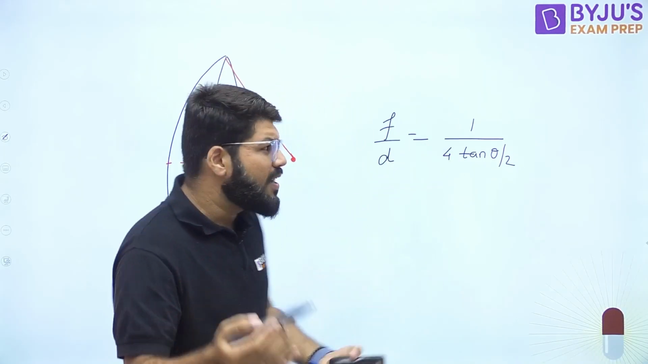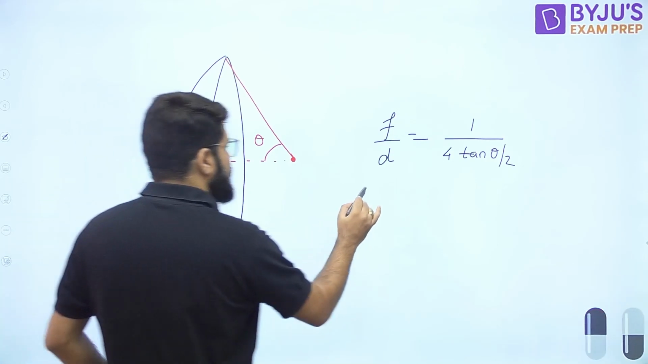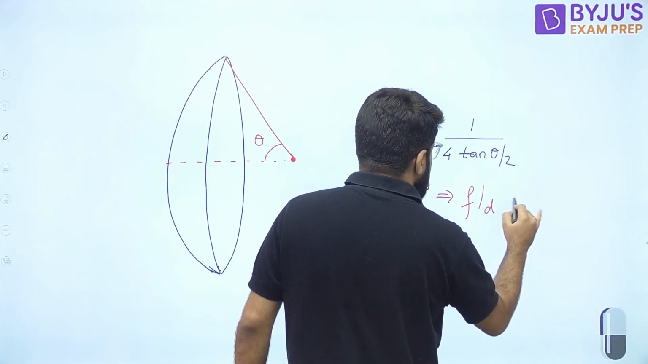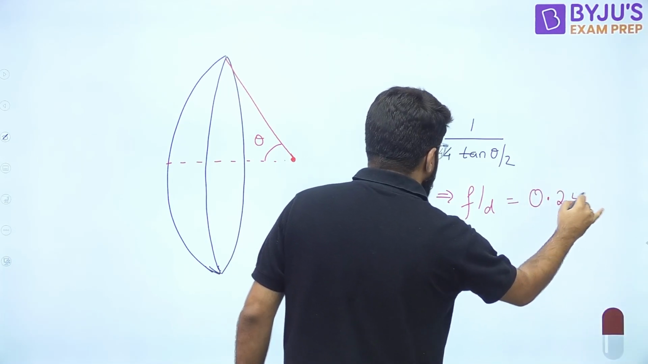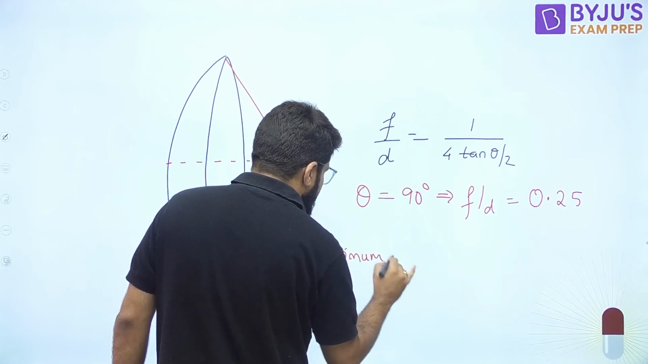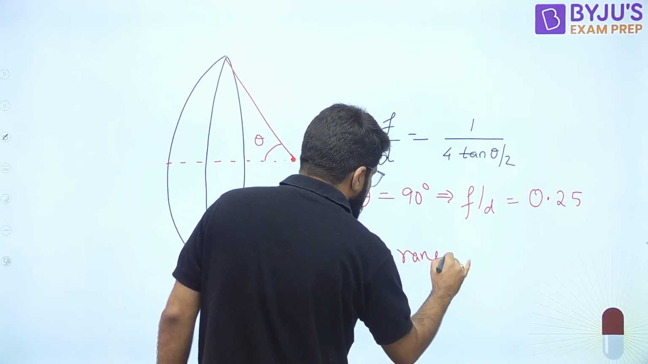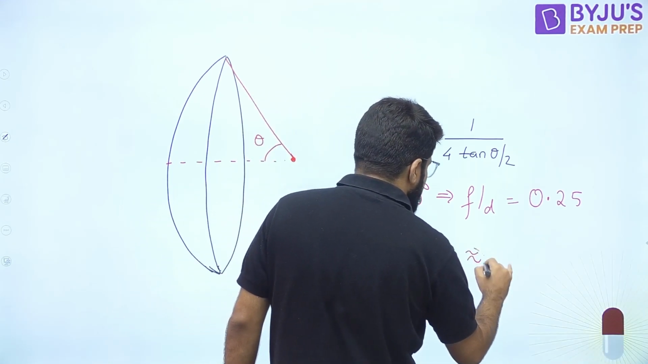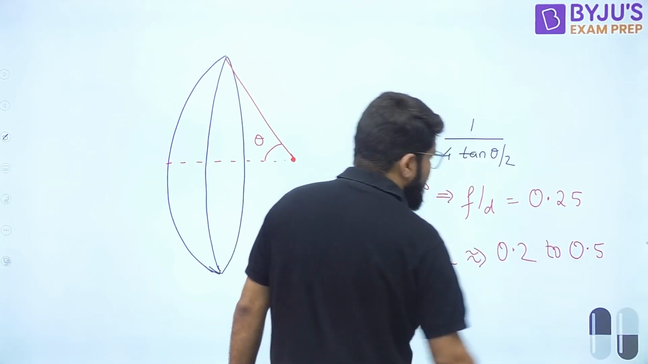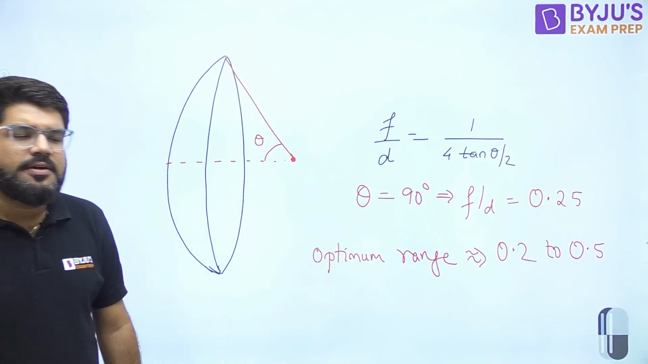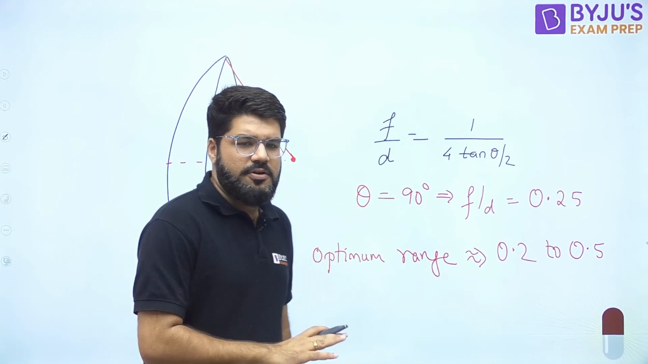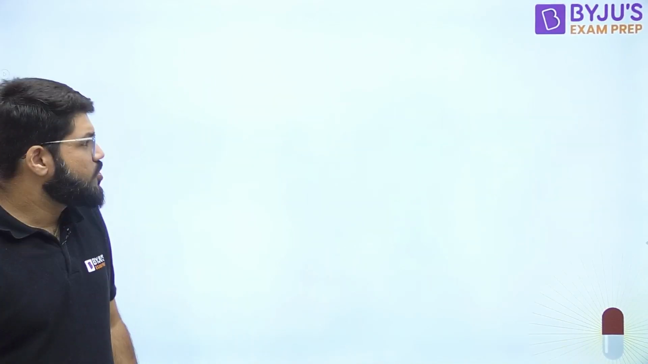Okay, what is the practical range for F by D? If you take the theta equal to 90, then you get the F by D as nearly 0.25. The optimum range of it, just practical values to inform you, is somewhere from 0.2 to 0.5. This is considered to be a good F by D ratio, right?